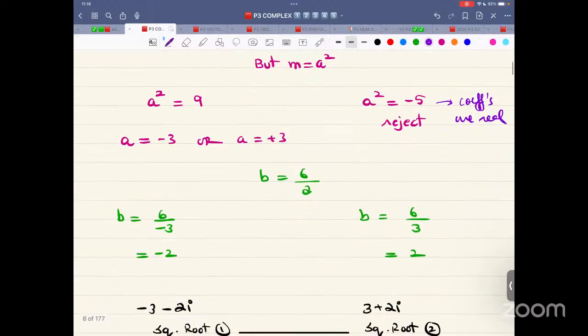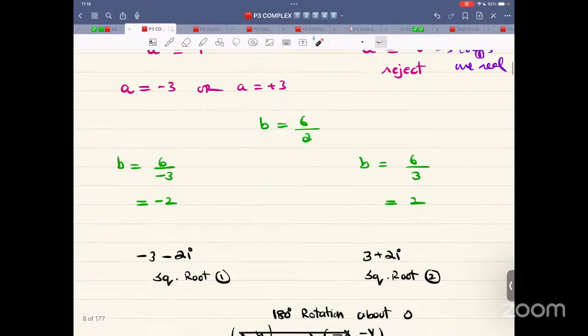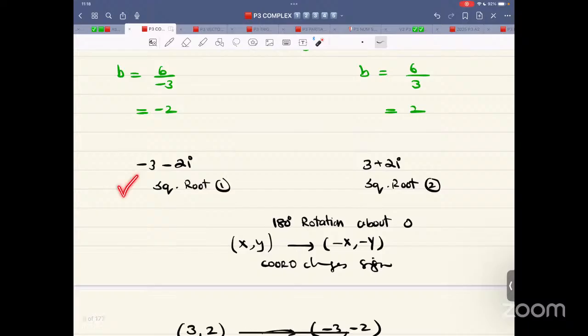So a squared is 9. Therefore, a is -3 or a is +3, and b is 6 over a. So if a is -3, b comes out to be -2. If a is +3, b comes out to be +2. Write the final answer as it is. This is x plus iy. This is x plus iy.